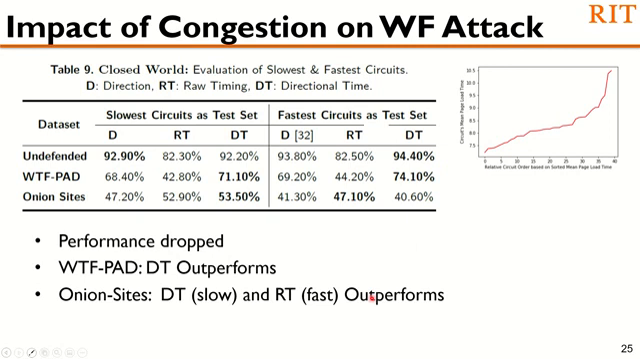Our evaluation shows that the attack performance dropped across all the settings for all the datasets when we took congestion into account. If the victim is on the slowest circuits, the attack effectiveness is relatively worse than if he is on the fastest circuits. We think this represents the analysis of the variance between the mean page load time of fastest and slowest circuits. For WTF-PAD traffic, directional timing outperforms in both of these settings, and for the undefended dataset, direction only outperforms when the test set is from the slowest circuits. For onion sites, directional timing outperforms when the test set is from the slowest circuits.